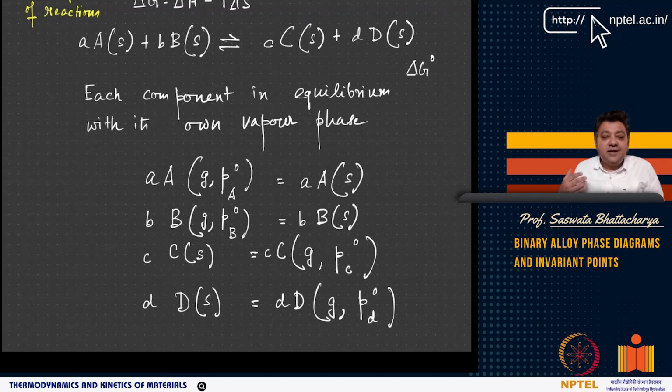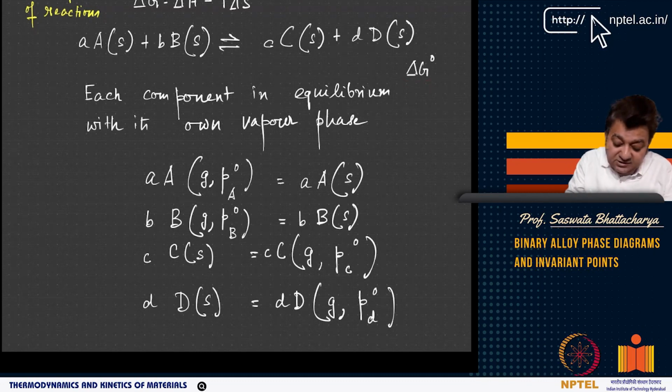So the amount of A is lowercase a moles, and the amount of B solid is lowercase b moles. They react to form c moles of C solid and d moles of D solid. Now, in this case, what is the delta G0? How do you find out?